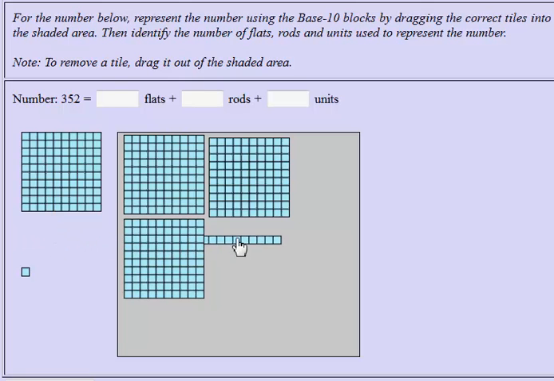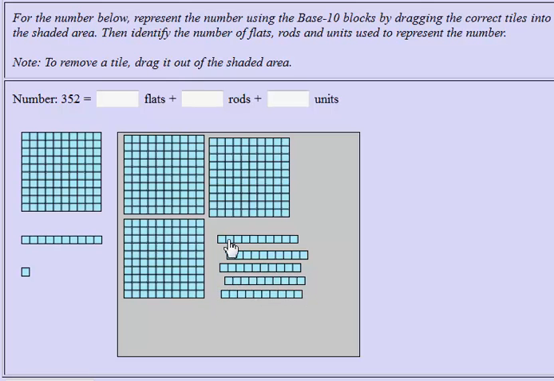So I am to drag 5 rods over. That's 1, 2, 3, 4, and 5. Each rod has 10 units, and the 5 is in the tens place. This means I have to have 5 rods, each of which has 10 little blue squares in it. So there are 50 little blue squares in these 5 rods.